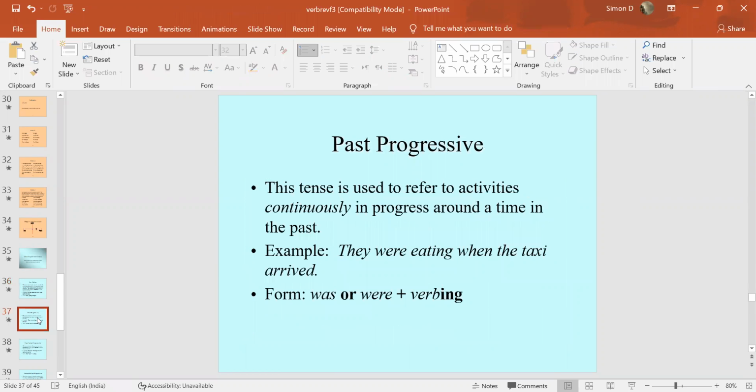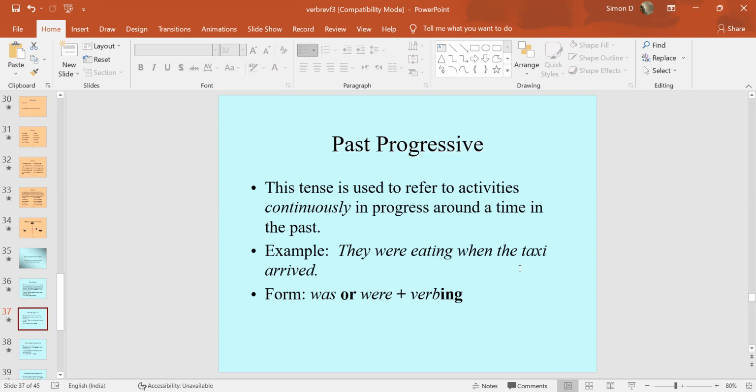Okay, let us look at past progressive. So the continuous action that is happening, okay, in the past. Okay, that is what it is. Past progressive is very simple like that. So this tense is used to refer to activities continuously in progress around a time in the past. Okay, it was happening back in that time.